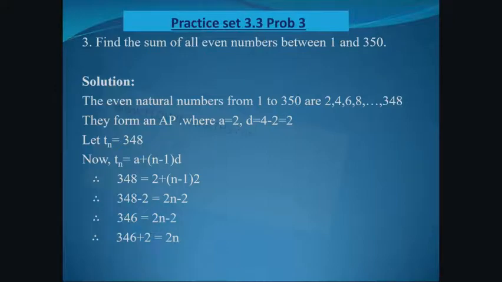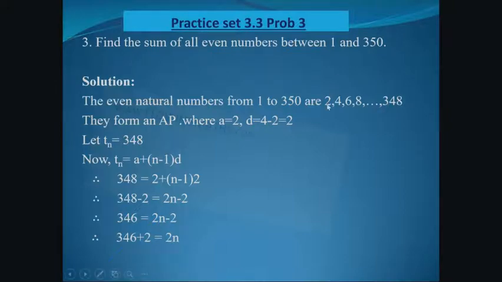Problem 3. Find the sum of all even numbers between 1 and 350. So 350 is also an even number. They've said between, so this does not include 1 and 350. You want to find in between. So the last term will be 348. Before 350, the last even number is 348.